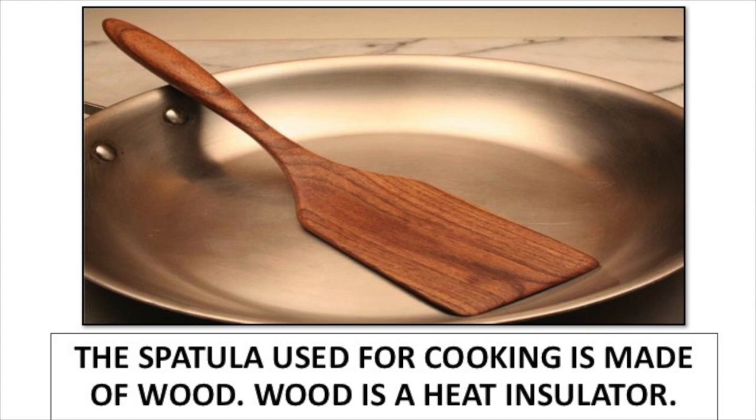And similarly, wood. Now this thing here is called a spatula. The spatula used for cooking is made of wood. Wood is a heat insulator. Yes, similarly to plastic, they will insulate us from heat, which means it's okay to touch. But not metal. Metal is a conductor and will make things hot. So you can see how the different materials with different properties have different uses. Any questions, guys? Excellent. Very well done.